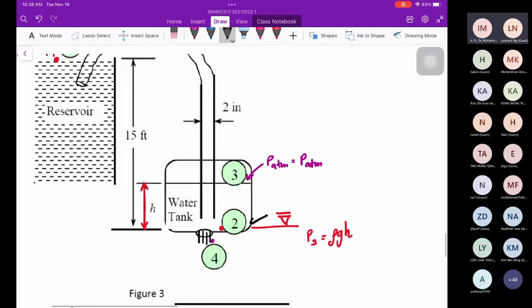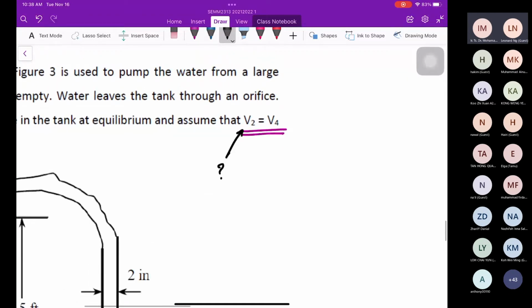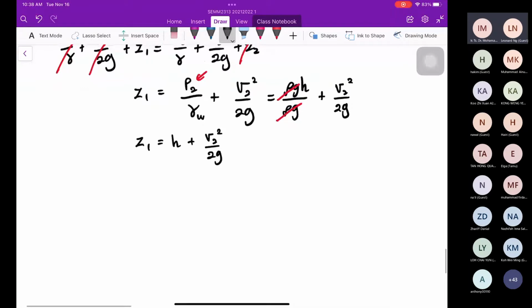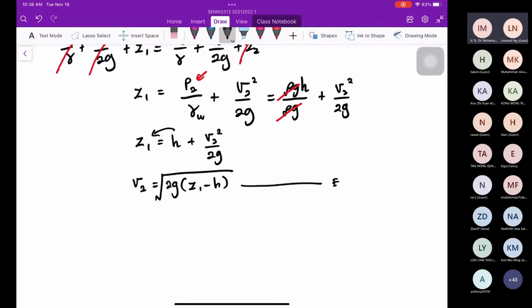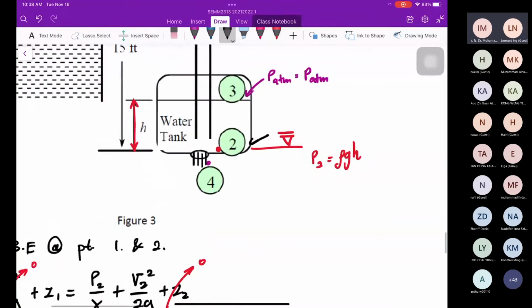Right, it is given that V2 equals V4. I need to find V2 first. So I rearrange: V2 becomes, this one moves to the other side, the square root of Z1 minus H, bracket, multiplied by 2G. This is equation 1. After that, I will need to find V4, so I can use the correlation 3 to 4.